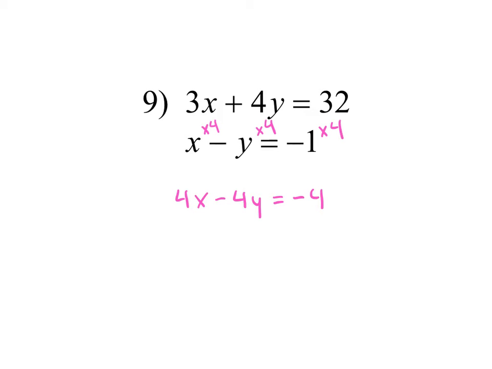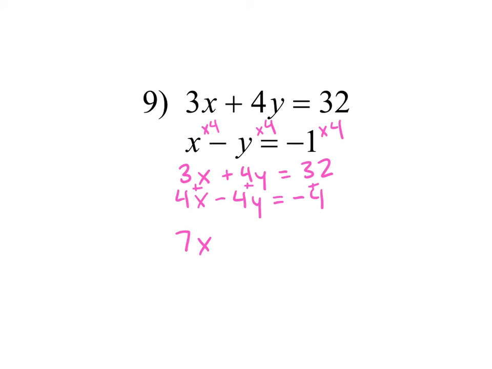What do we do next? To the bottom. Awesome. We need to add the top one to the bottom one. So 3x plus 4y is equal to 32. We combine all of our like terms. So 3x plus 4x, 7x.